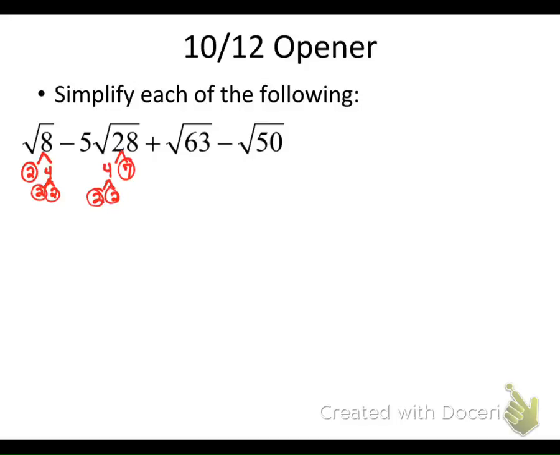Okay, for 63. Look at your sheet. You know. 21 and 3. Okay. 3 is prime. For 21. And for 50. And for 10.